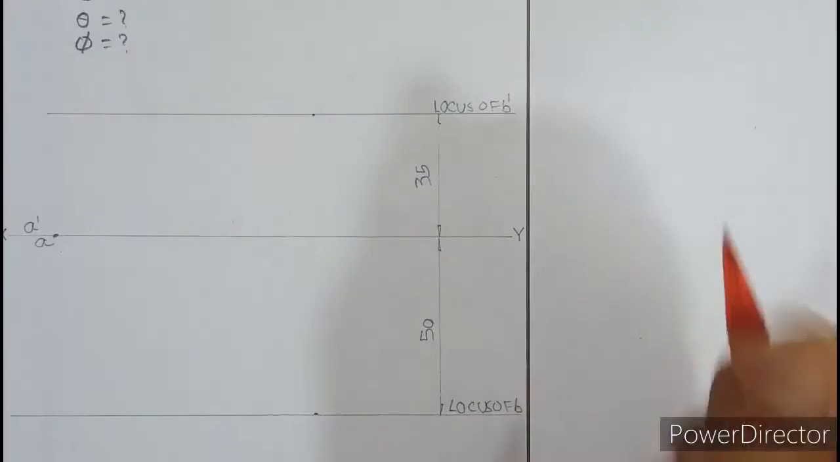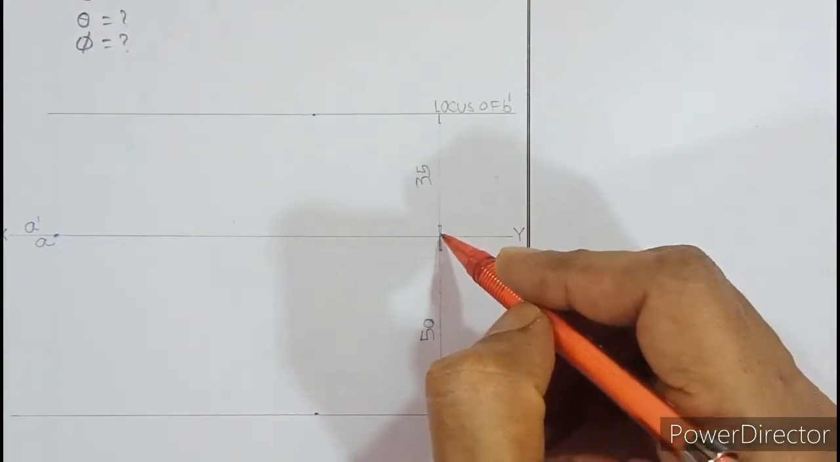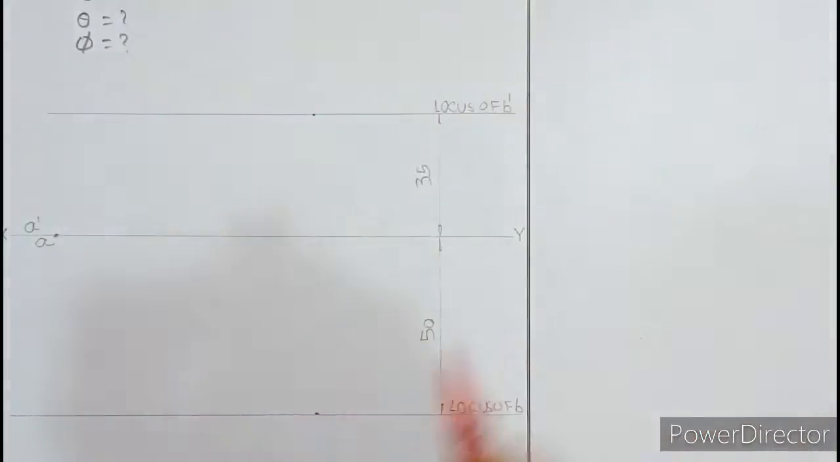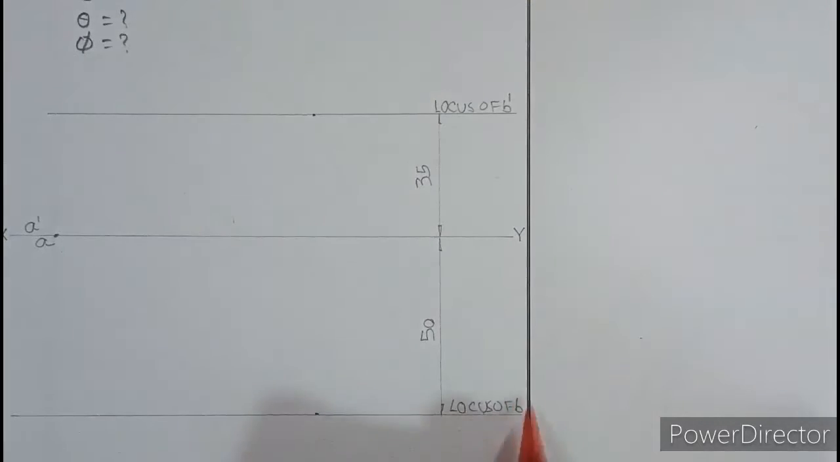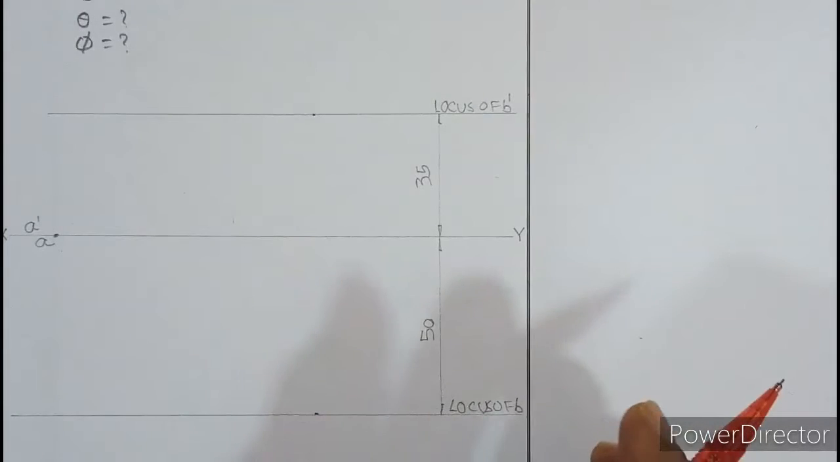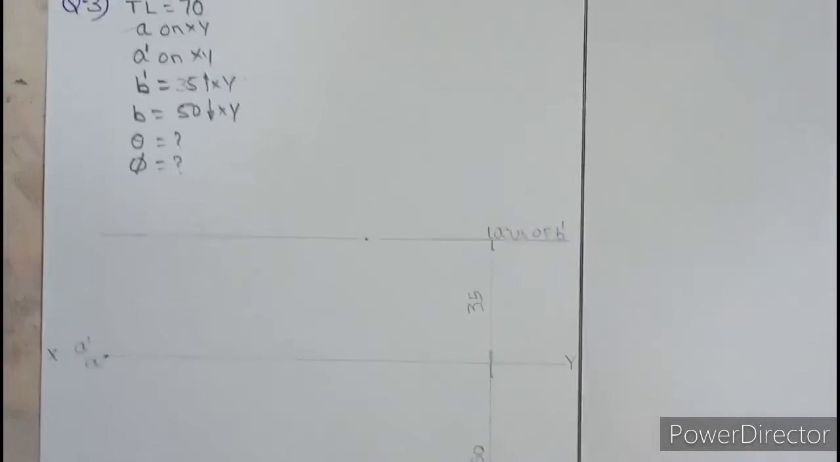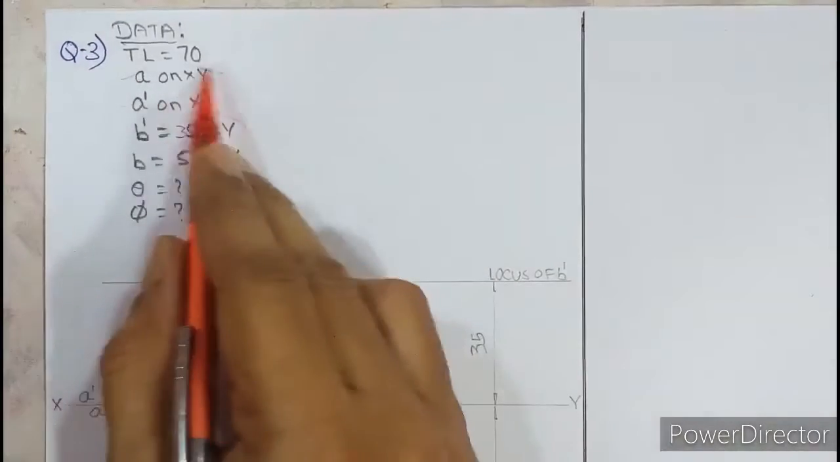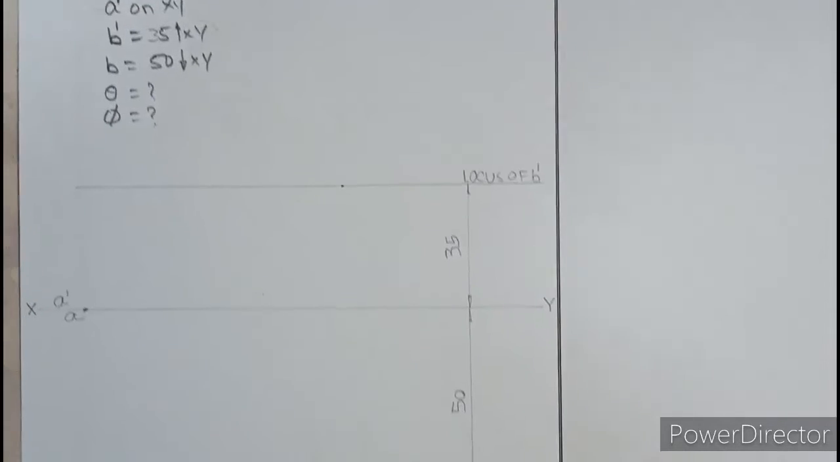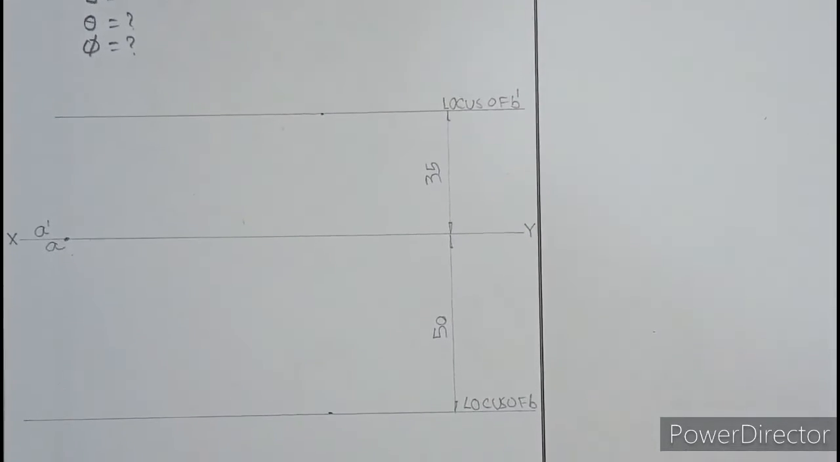Yeah, sorry you were not able to see. So I marked 35 above and written locus of B dash, and below it is locus of B. So that is what we have done. So which is the only data left? The only data left is they are given true length 70 and we need to mark that. So how will you mark 70?